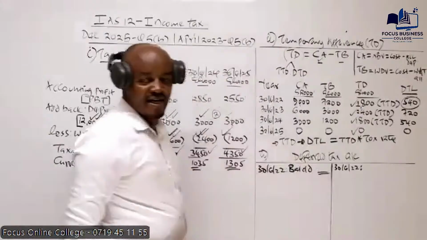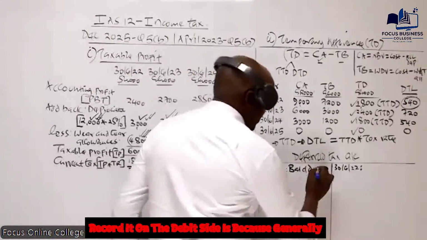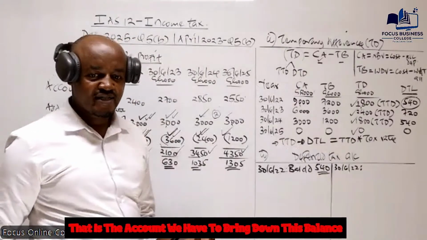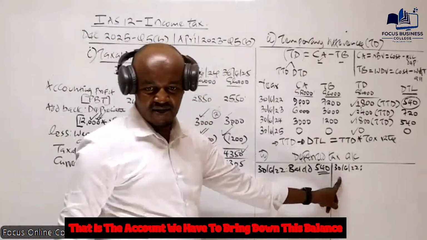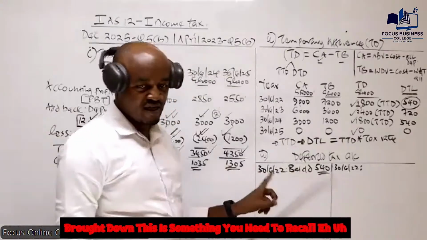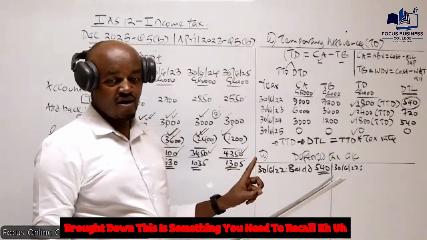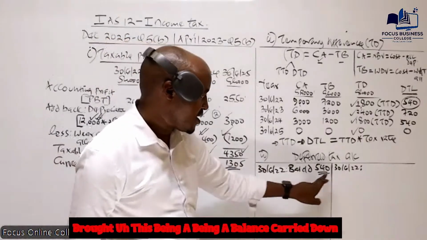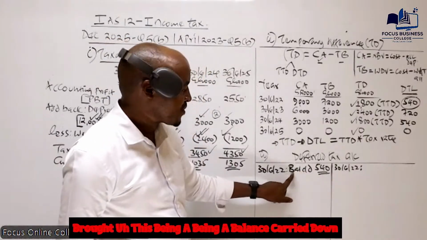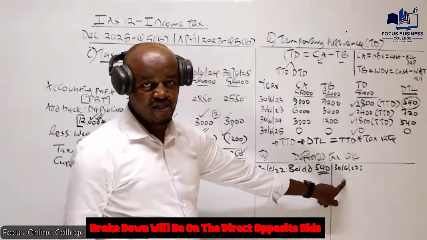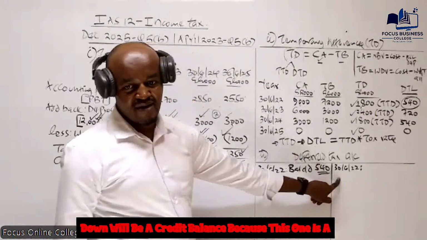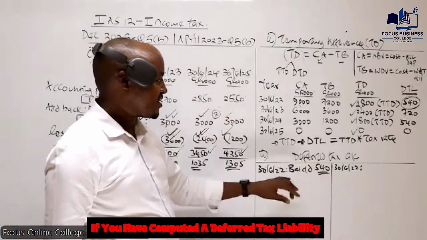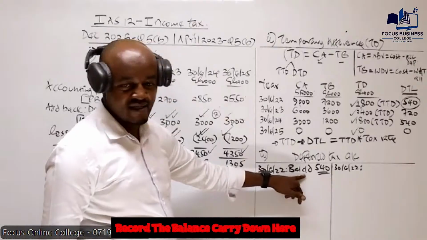on the debit side. The reason we record it on the debit side is that once we have balanced the ledger account, we have to bring down this balance. This is something you need to recall from what you did in financial accounting. The balance brought down will be on the direct opposite side, so it will be a credit balance, because this one is a liability. So if you have computed a deferred tax liability, record the balance carried down here.